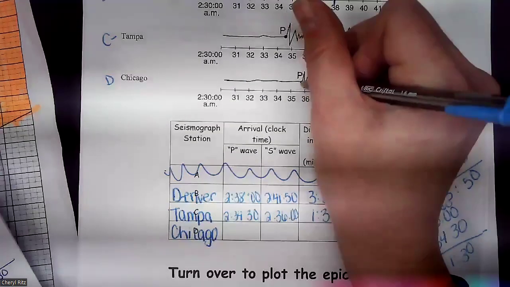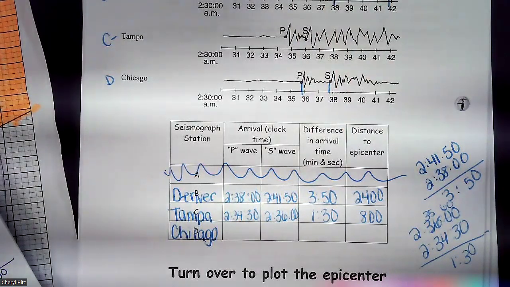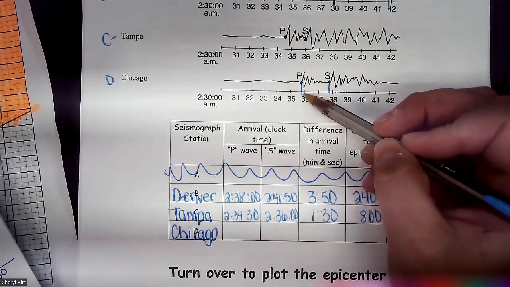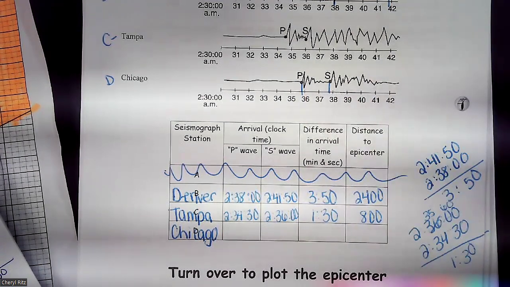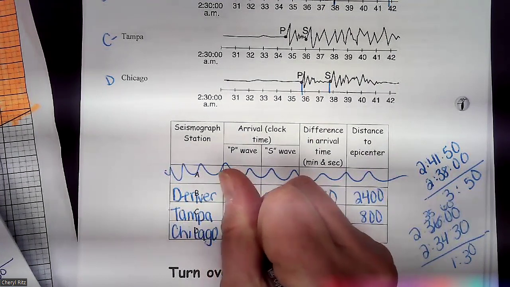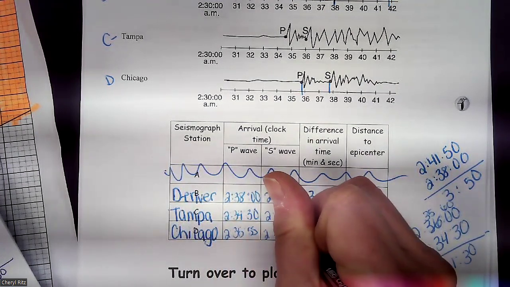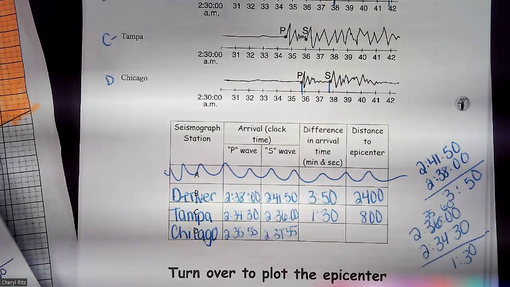Chicago, this one was a little bit, hopefully you saw that the P and the S waves each hit a little bit before. So like this one was a little before 36 and that was a little before 38. I went with 2:35:55 and 2:37:55. I bet a lot of you didn't use those exact numbers though. What would you use, Phoenix? 50 for both of them? Yeah, that's perfect. Anybody else use another number?